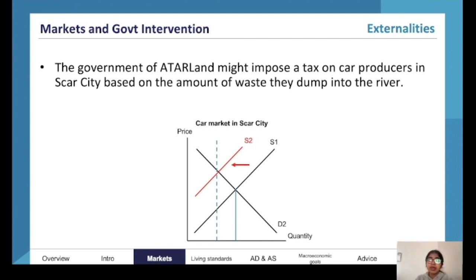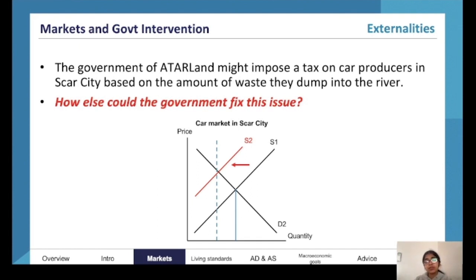So if the government puts a tax on car producers, just because they dump waste into the river, this is government intervention. And this tax helps internalize the social cost. It helps realize what the social cost is, and it really puts a price on that social cost.